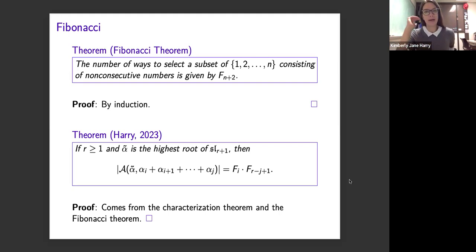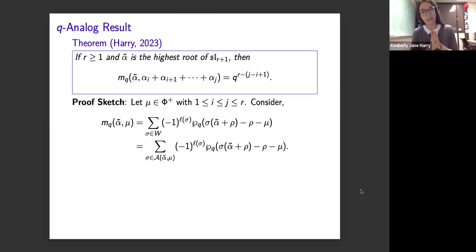So then by my characterization theorem and my Fibonacci theorem, I can prove that the cardinality of my alternation set is this product of 2 Fibonacci. All right, let's look at my Q analog.